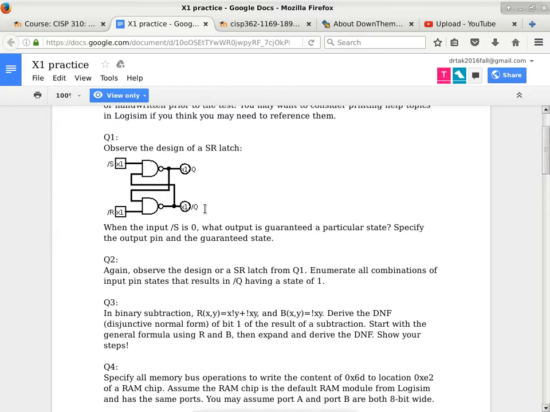But what about /Q? Can we say anything about /Q if /S is a zero? No, we cannot. The only thing we can guarantee is that this line going into one of the inputs of the lower NAND2 gate is guaranteed to be a one. But the state of /Q also depends on /R, and I didn't say anything about /R. So we cannot guarantee the state of /Q, but Q itself has to be a one. There are no other options. So the correct answer is that the output pin guaranteed to have a particular state is Q, and the guaranteed state is a one. Is that okay?